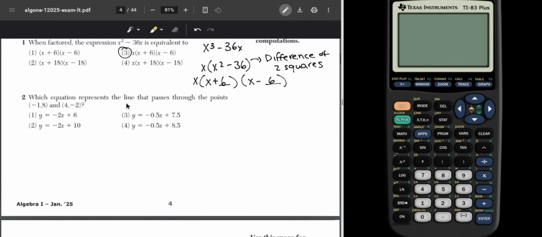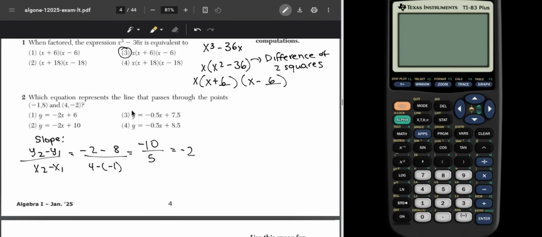Number 2 says, which equation represents the line that passes through the points negative 1, 8, and 4, negative 2? So what I'm going to do is write the equation of my line. First thing I want to do is find my slope. In order to find your slope, and if you forgot the formula, it is on your reference sheet, it is y2 minus y1 over x2 minus x1. Which means that my y2 is going to be negative 2, my y1 is going to be 8, divided by 4 minus negative 1. That is going to give me negative 10 over 5, which simplifies to a slope of negative 2. And I could already eliminate answer choices 3 and 4 because the slopes here are negative 0.5.